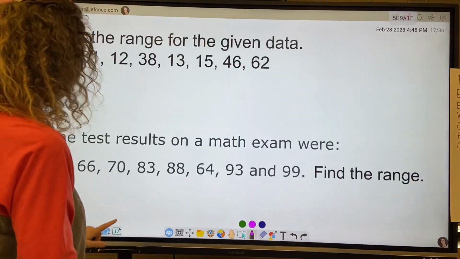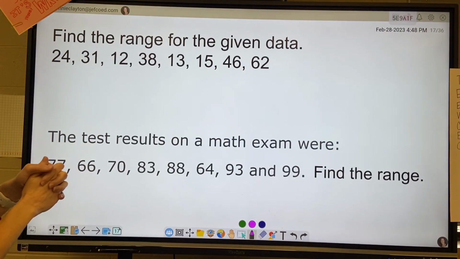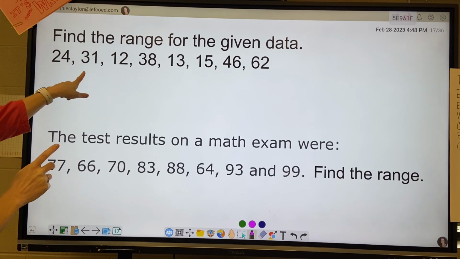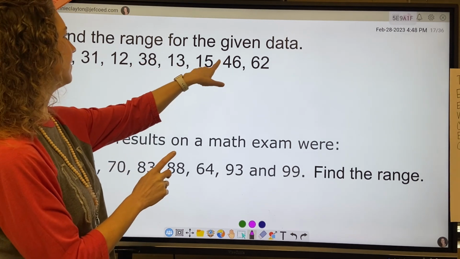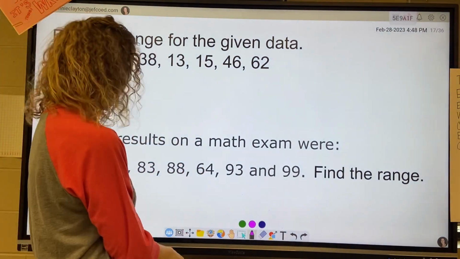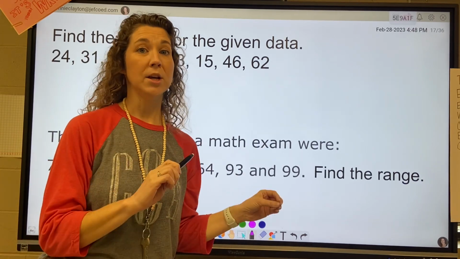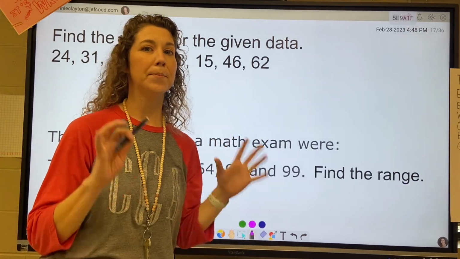All right, moving on. We've got a couple of questions. Find the range for the given data. We've got 24, 31, 12, 38, 13, 15, 46, and 42. First thing I want to do is put them in order. We talked about this yesterday with median. You need to put the numbers in order.